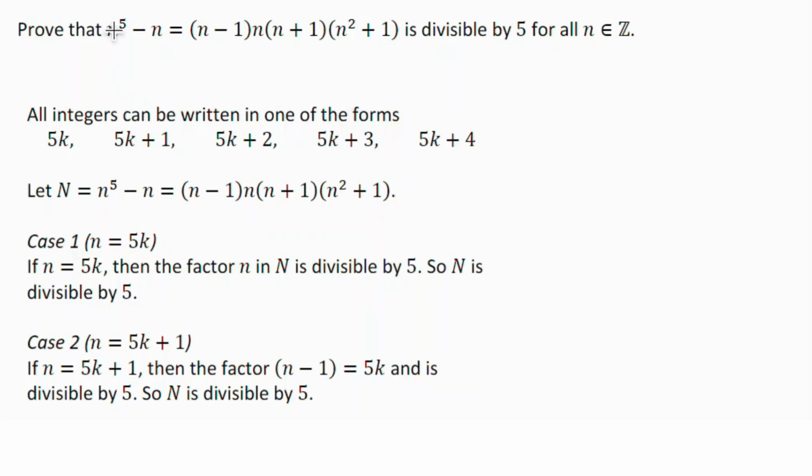Prove that n to the power of 5 minus n is divisible by 5 for all n in the integers. Well, this bit is given here as the factorised form of n to the power of 5 minus n, just to make this a little bit easier to analyse.